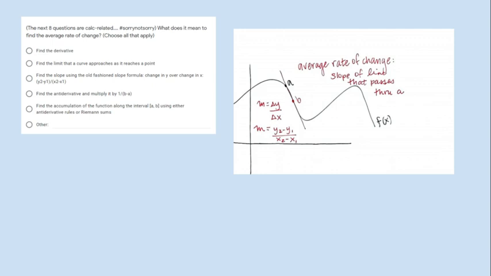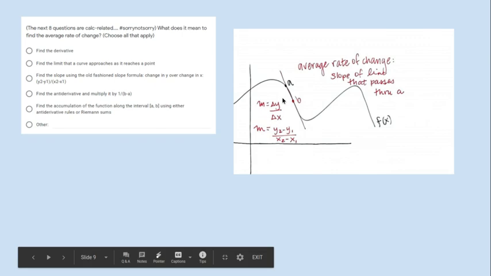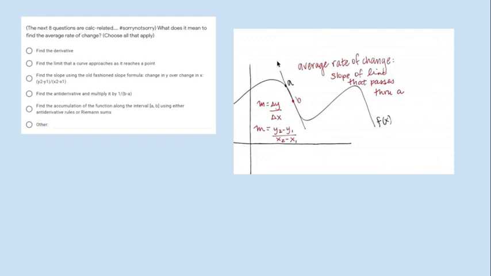So, what does it mean to find the average rate of change? Just finding the slope, the old fashioned slope. Average rate of change, think, what's the change in y over change in x, which is found by y2 minus y1 over x2 minus x1. So, if I wanted to find the average rate of change as you slid through A, I would find some arbitrary point, draw a line, and just kind of find the average rate of change. So that's what that means.